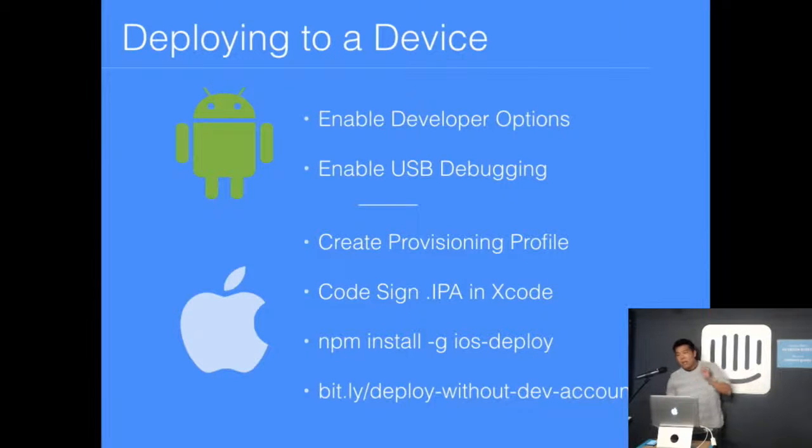Apple, even harder. You have to create a provisioning profile, then you have to code sign the IPA code, and then you have to install this little NPM dependency called ios-deploy, which takes a little bit of time, and you need to do something with unsafe-perm. There are various steps to it. And also, you need an Apple developer account, right?